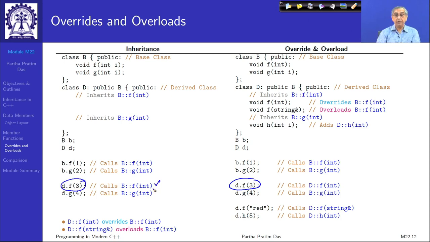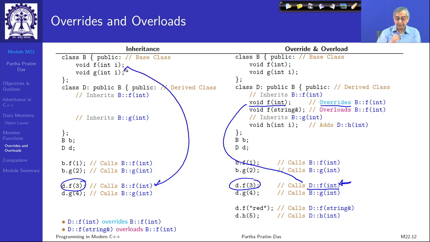Earlier it was calling B::f, because I had just inherited, did not do anything. Now, I have inherited and I have put it here again to override. So, when it is overridden, then it is the most recently overridden function that will get called. So, this calls D::f, that is this function, whereas this calls this function, that is overriding. So, this is the case of override. I hope you are getting it clear. So, just study it parallelly.